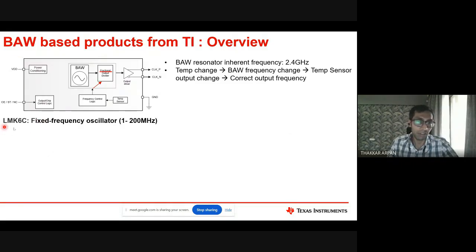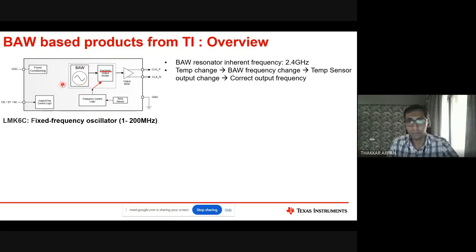So this is our device, LMK5C. This is a very basic device that I am presenting right now. You can see the BAW base. There are many parts, many complicated parts, but for the sake of this talk, keeping it simple, I am just talking about a very basic part. So let's talk about a very basic clock generator here, the LMK6C. This is a block diagram taken from the data sheet. There is a BAW resonator integrated inside it.